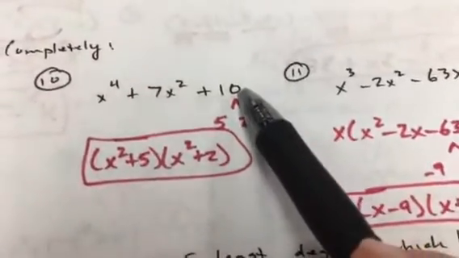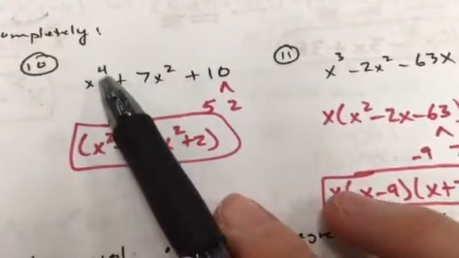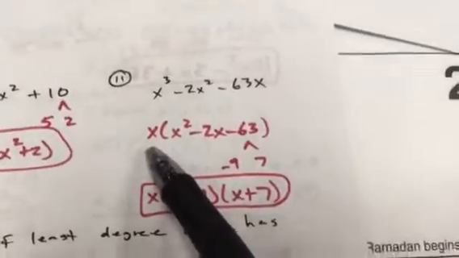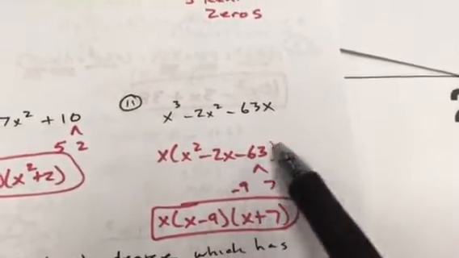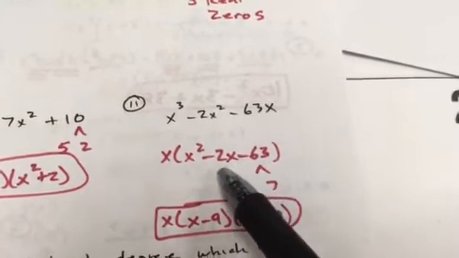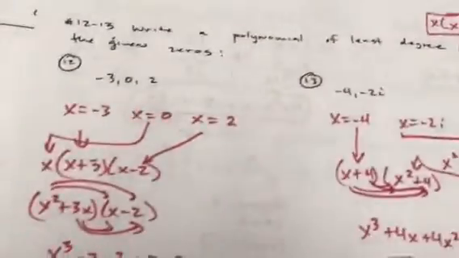What multiplies to 10 because it's positive, adds to 7? 5 and 2. The way to get x to the fourth is to have x squared and x squared. Take the x out, so you're left with x squared minus 2x minus 63. What multiplies to 63 and, because it's negative, differs by 2? 9 and 7. x minus 9, x plus 7.